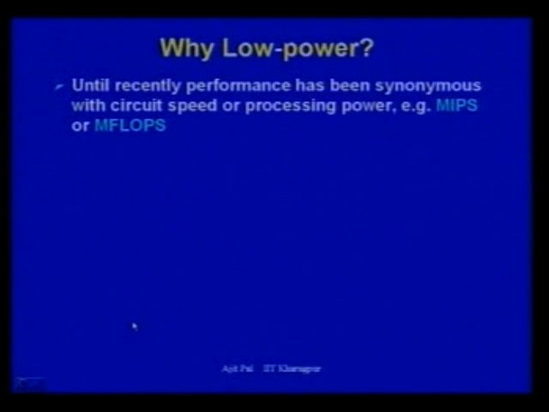So let me first start with why low power. You know, until recently performance has been synonymous with circuit speed or processing power, for example MIPS and megaflops. Until recently the VLSI circuits were synthesized for higher and higher performance. The processor performance was stated in terms of million instructions per second, that is MIPS, or million floating point operations per second, that is megaflops. So speed was the primary consideration until recently.